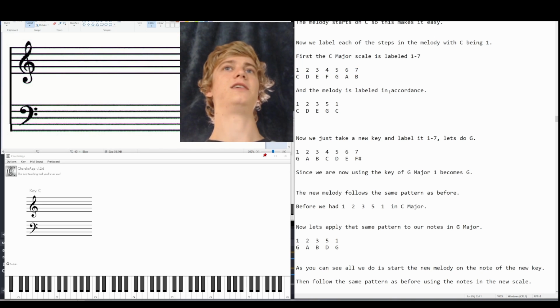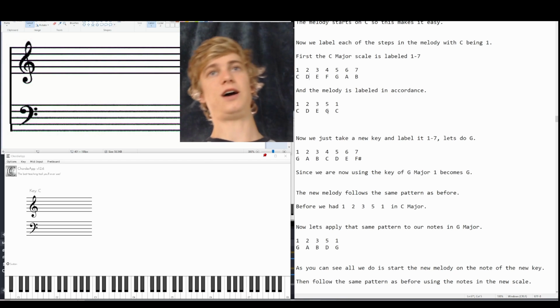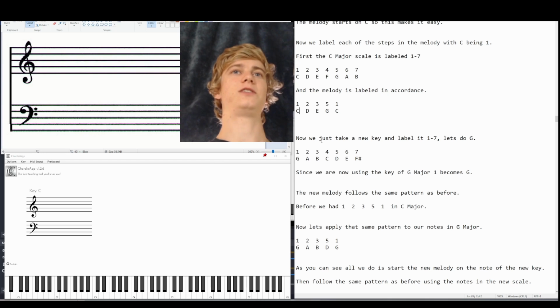Okay, so our melody is labeled in accordance to those numbers that we labeled for our major scale. So as you can see, our 1, 2, and 3 are just C, D, and E in both of these. And since we went from our 3 to our 5 here, we're going from E to our G. So we're just labeling it in accordance. In this case, this is actually going from C, D, E, G. It's going up, and then it's going up again to that next C, an octave up. But because it is also C, and this is C, they're both 1, because that's what they are labeled in the major scales. So now we just take a new key and we label it 1 through 7.